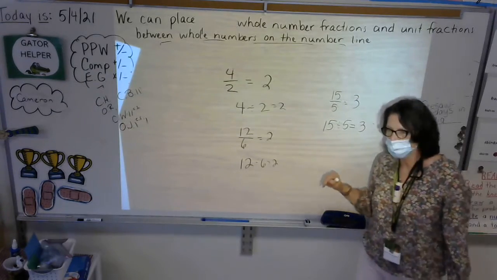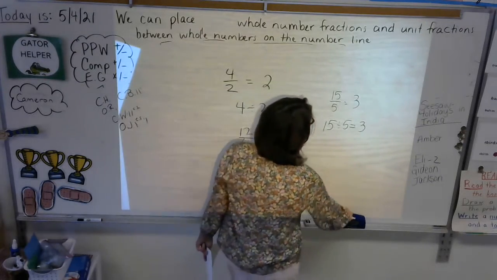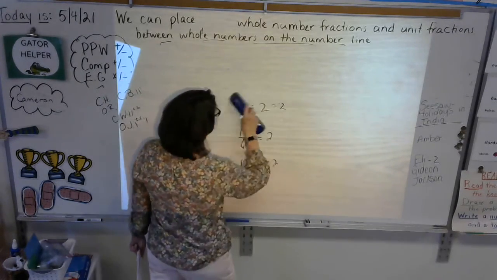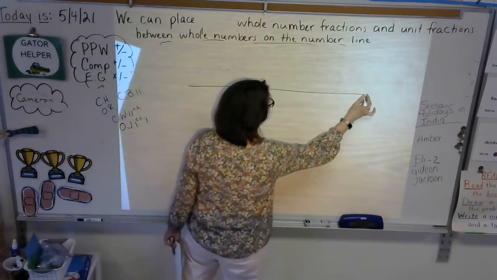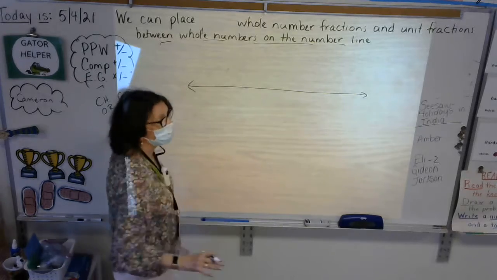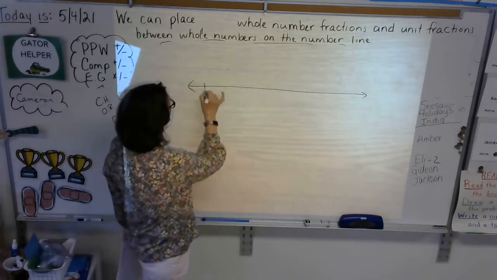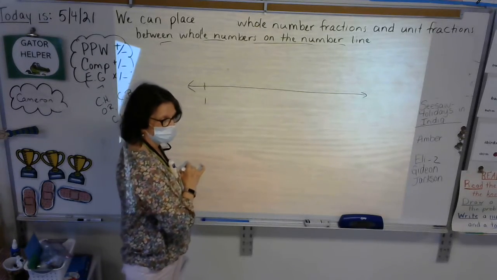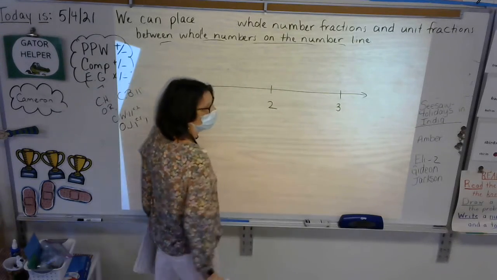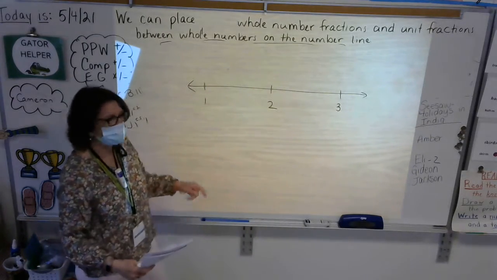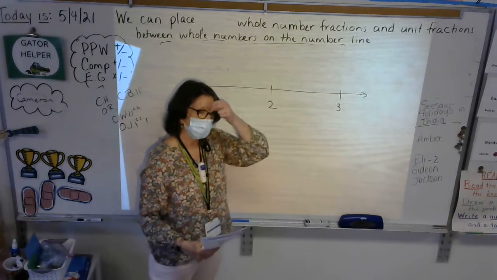Eli, you should have your personal whiteboard out. Now we just have a couple minutes, and I do want you to practice just a little more. We're going to draw a number line. Make sure your board is horizontal. I'm probably not going to start the number line with the whole number 0. I'm going to start it with the whole number 1, and then I'm going to put a 2 and a 3. What are my endpoints on this number line? My endpoints are 1 and 3.